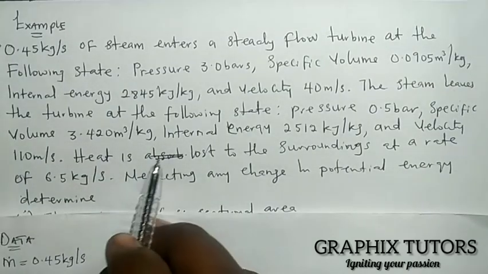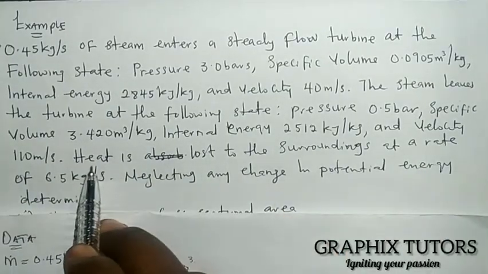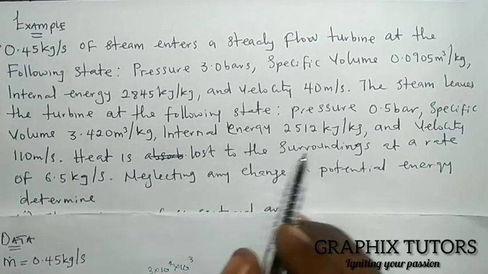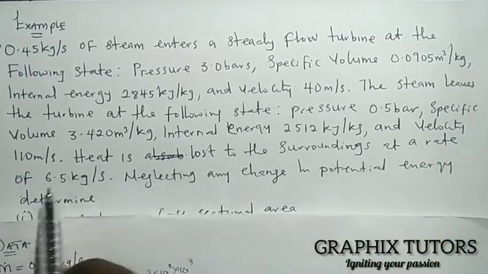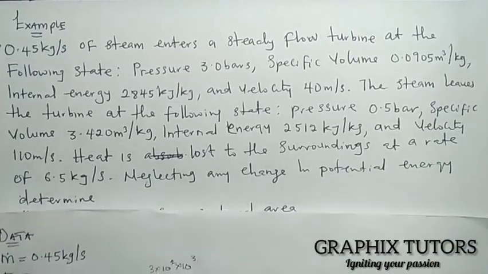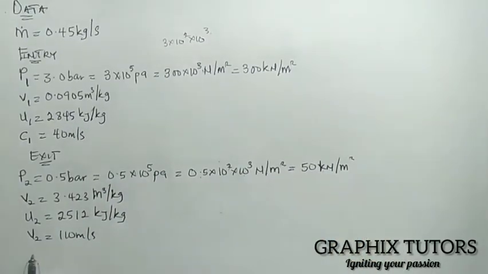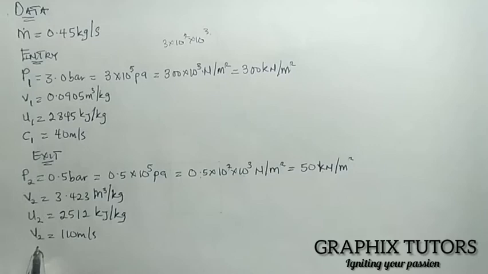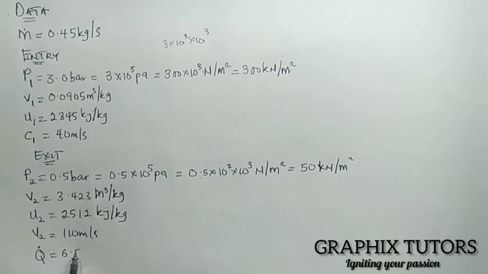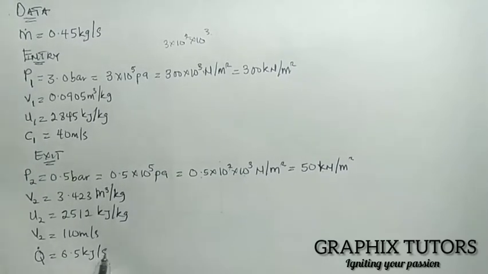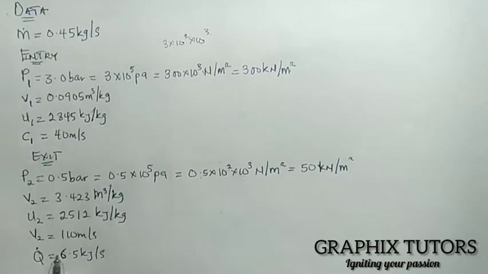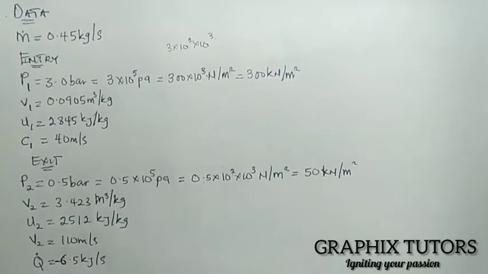Now if you look further, we say the heat is lost to the surrounding at a rate of 6.5 kilojoule per second. So that will be my heat rate, 6.5 kilojoule per second. But since the heat is lost to the surrounding, I will introduce my negative sign here.